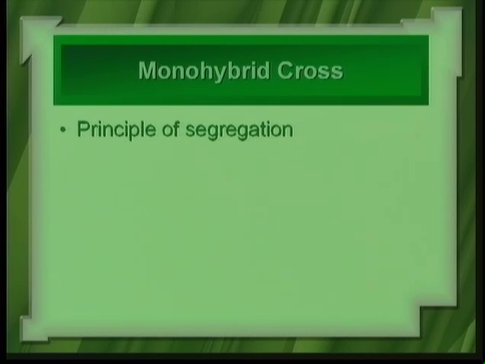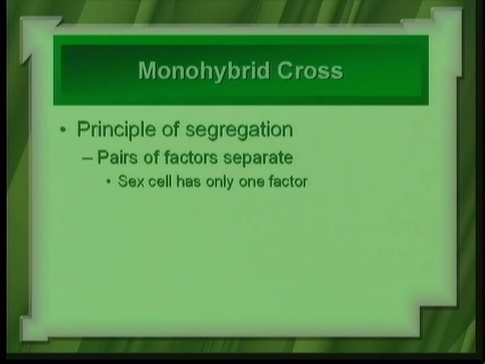Now, Mendel figured this out. This is one of the ideas he came up with. He called it his principle of segregation. What happens is that these factors, which we call genes but he called factors, will separate during meiosis. Pairs of factors will separate during meiosis. So the sex cells, egg and sperm, have only one factor. They only get one factor from the person or the plant that's making the sex cell. So each sex cell has only one factor.